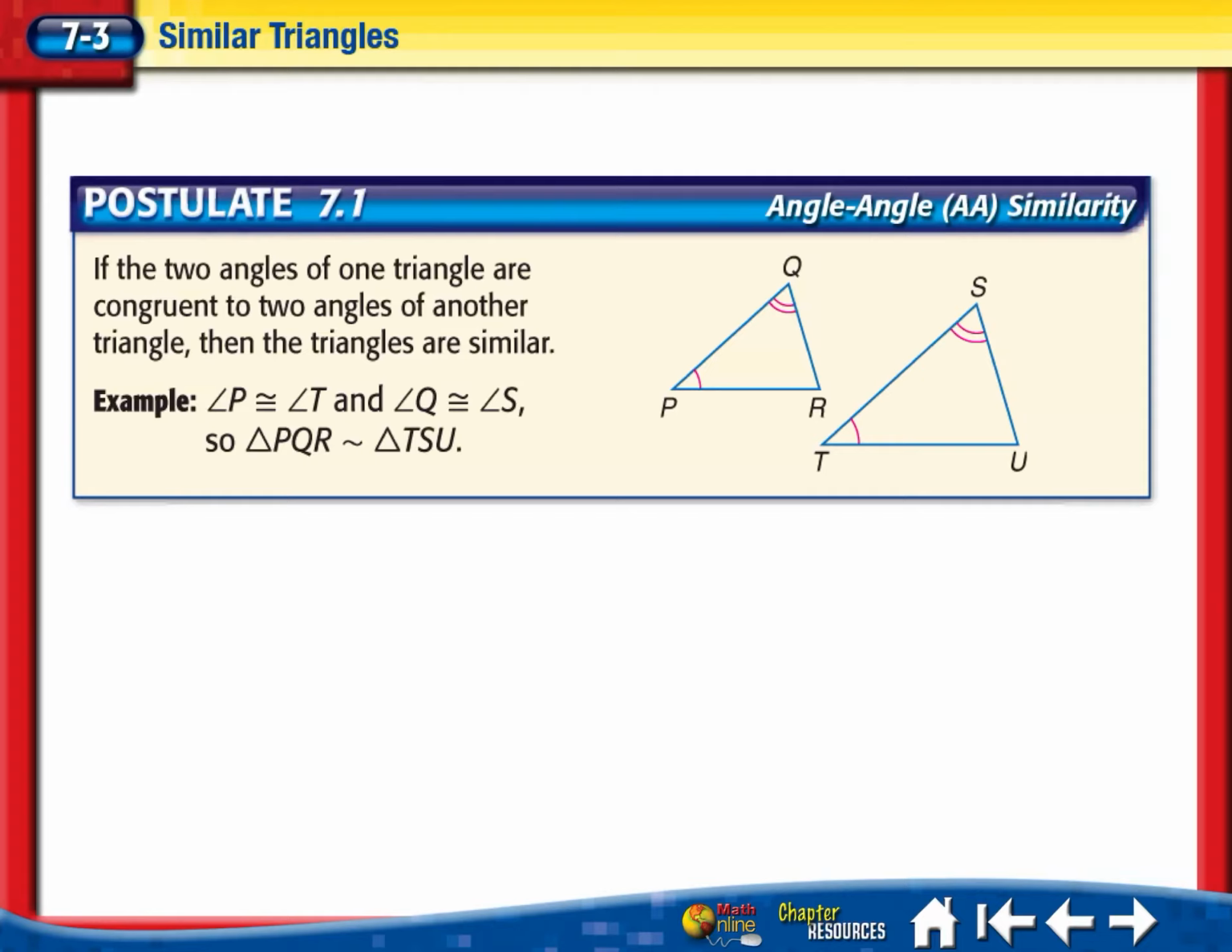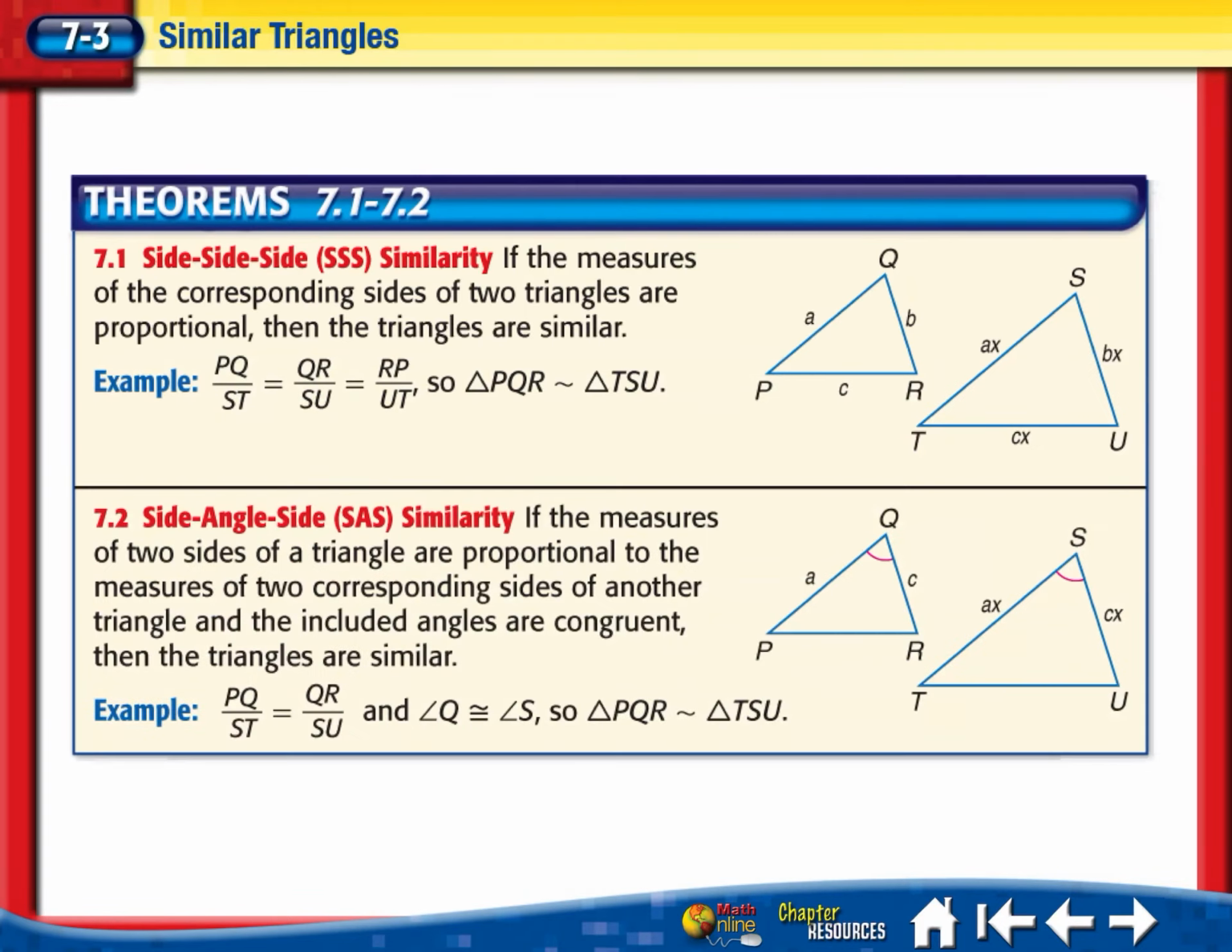It says if two angles of one triangle are congruent to two angles of another triangle, then the triangles are similar. So all we need to prove is that two angles of one triangle are congruent to two angles of another triangle. The second theorem is side-side-side similarity. What this says is if we have two triangles and all of their sides are proportional, then we know the two triangles are similar.